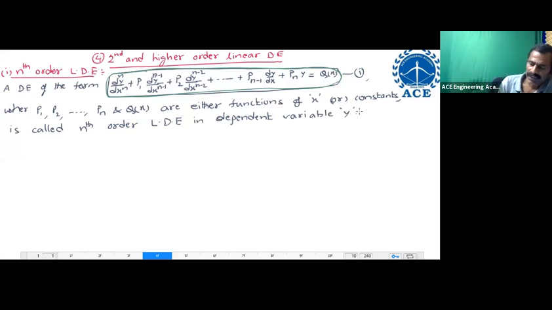In the first order first degree, in the previous part you have already written the general form of first order linear differential equation: dy by dx plus py equal to q of x. It is a first order linear. If we add term by term, at the end we get the general nth order equation. If I add d square y by dx square with power 1, it is a second order linear differential equation. If I add one more term d cube y by dx cube, it is a third order linear differential equation. Adding term by term like this, at the end we get the nth order equation.